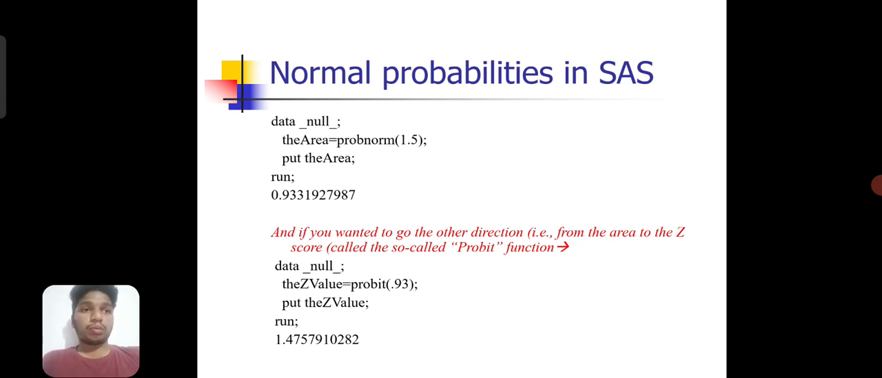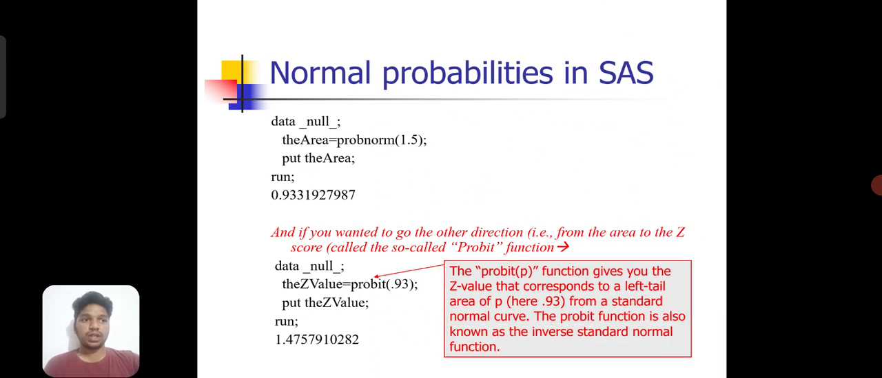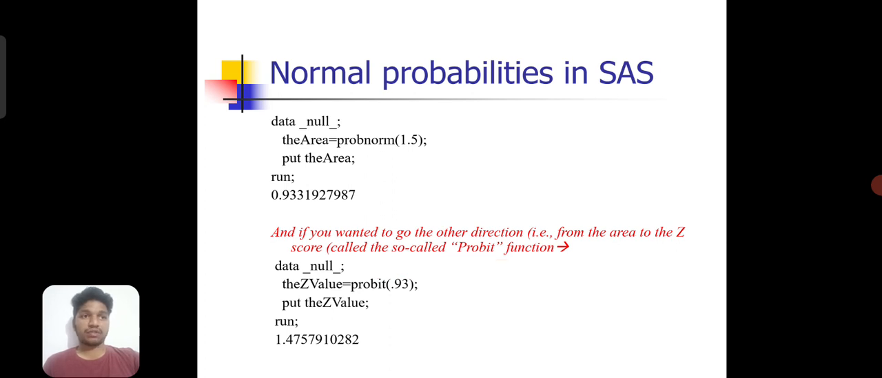Normal probability in SAS gives the area as 0.933192798. And if you wanted to go in the other direction, from the area to the z score, it is called the probit function. The probit function of p gives the z value corresponding to the left area p. For the normal curve, the probit function is also known as the inverse standard normal function.